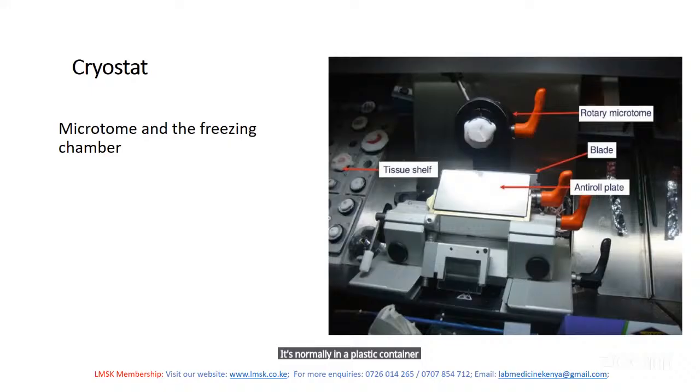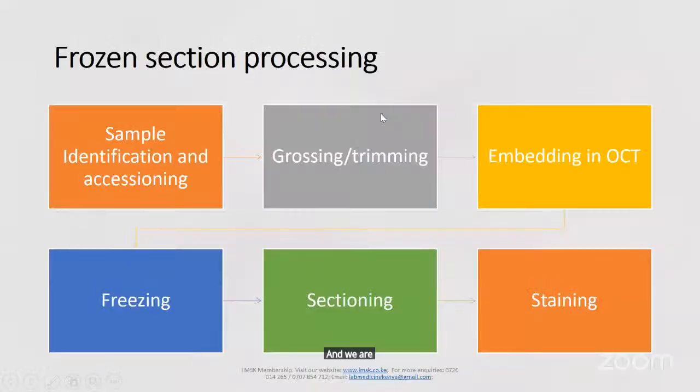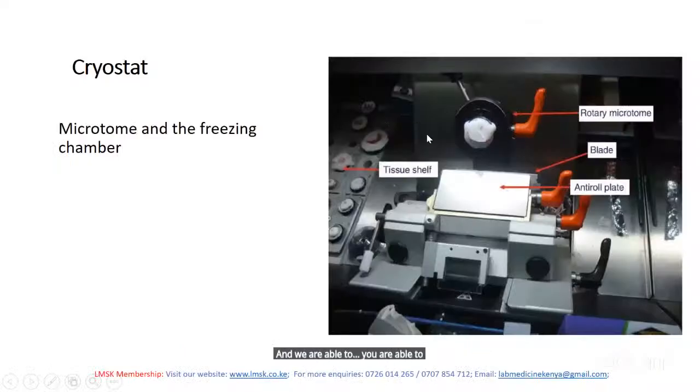So once you put your tissue on the tissue holder, you are able to dispense your OCT gel or the embedding gel. Then after that, you put your tissues here. They call it tissue shelf. When you put it here, they'll start freezing. Once they freeze, they form a block, and you are able to put your block here and just cut.